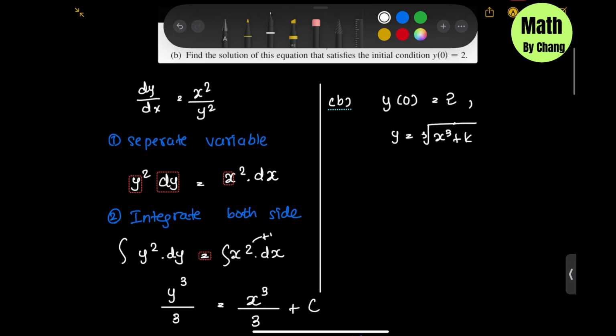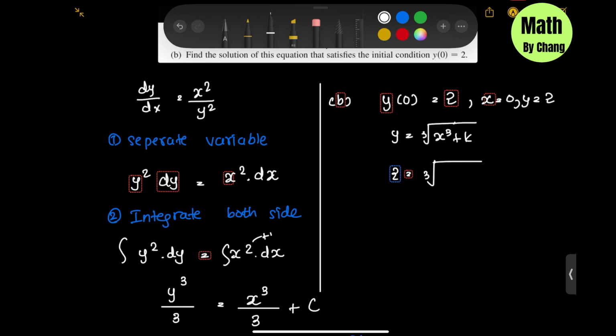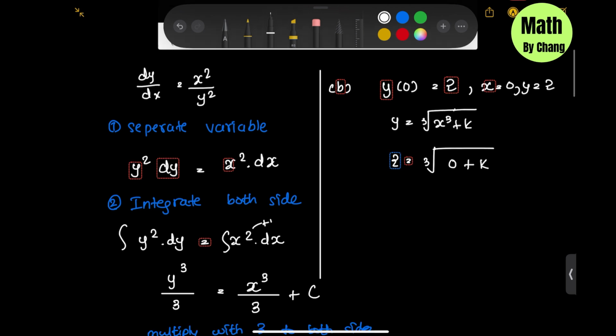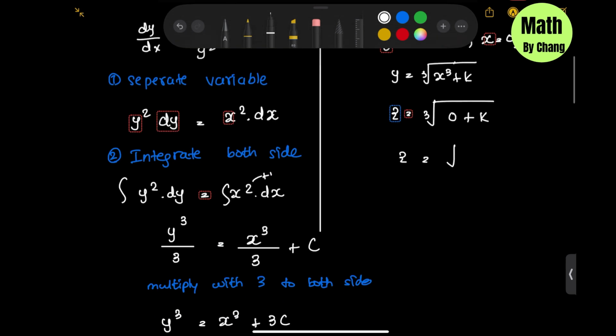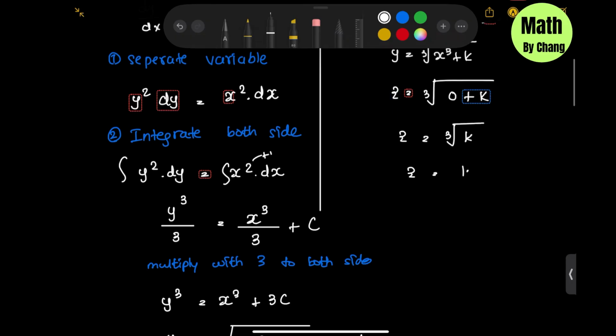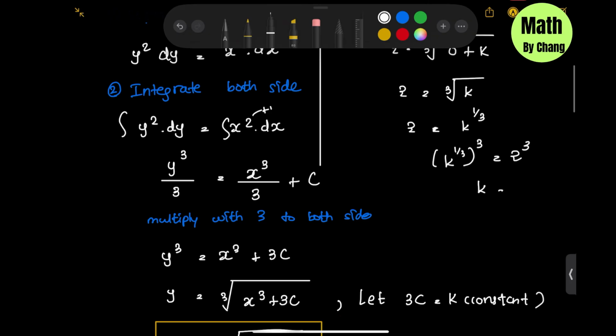So this equation means when x is 0, y is 2. Okay, so here y is 2 when the cube root of 0 cubed plus k. So all that remains here is the cube root of k. Do you know what the value of cube root is? It is 1/3, right? So we want to find the value of k, so we raise to the power of 3. Okay, so k to the 1/3, the whole cubed, equal to 2 cubed. Okay, so we got k equal to 8.